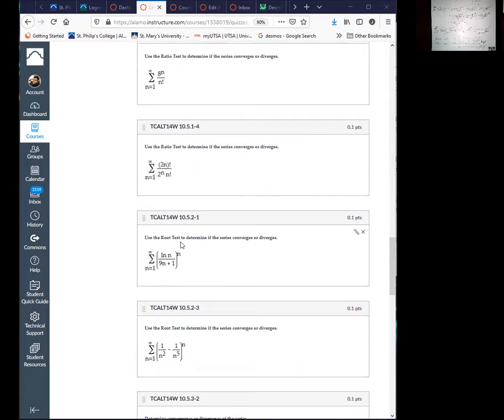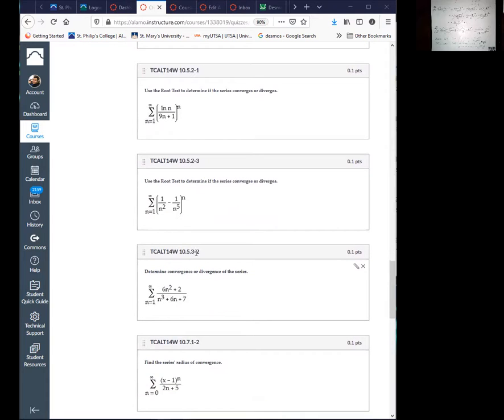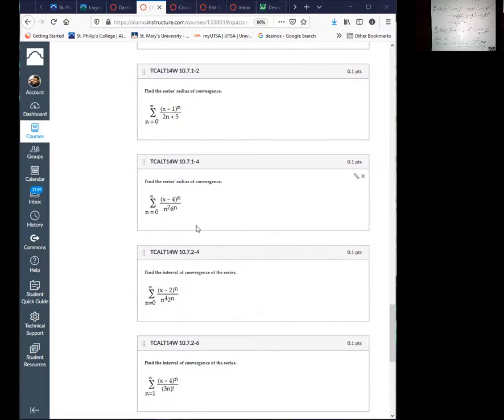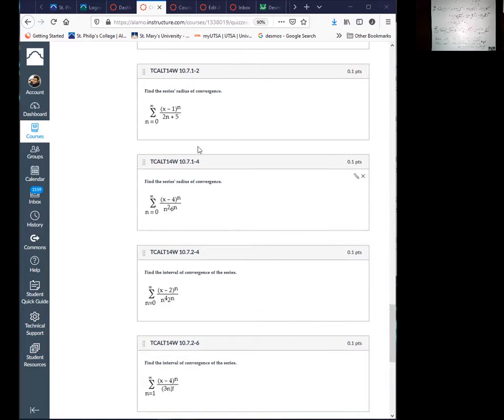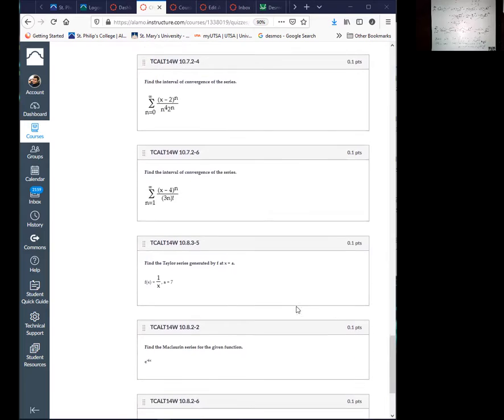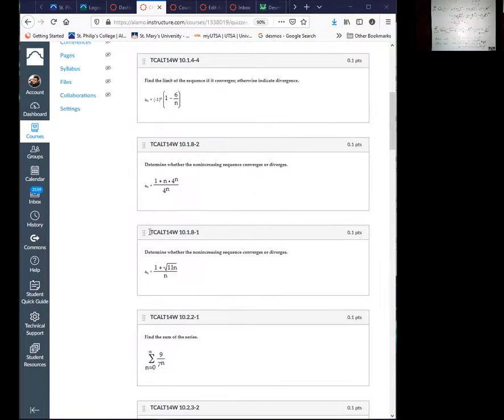14, 15, 16, 18. Yeah, so the rest are all series except when it gets to here, where it says radius of convergence, that's when the power series starts. So power series, power series, power series, power series. And then here we get to Taylor and Maclaurin, the last 3 questions, which is what we did today. Right. So let's just go through these and see how far we can get.